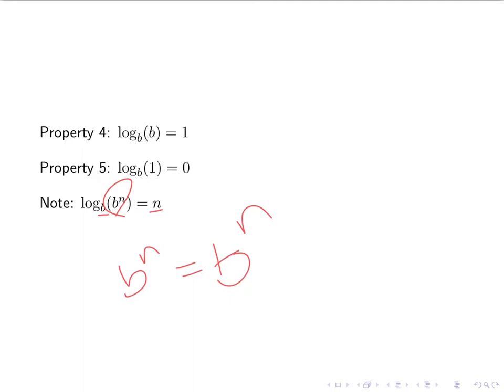So we're going to do a little bit of work using these properties. We're going to expand a single log into multiple logs, and we're going to combine multiple logs into a single log.